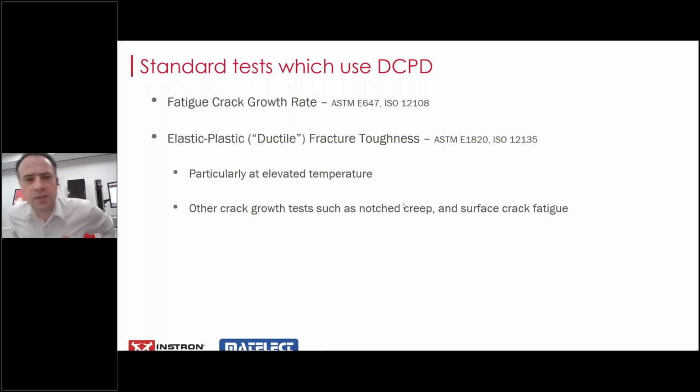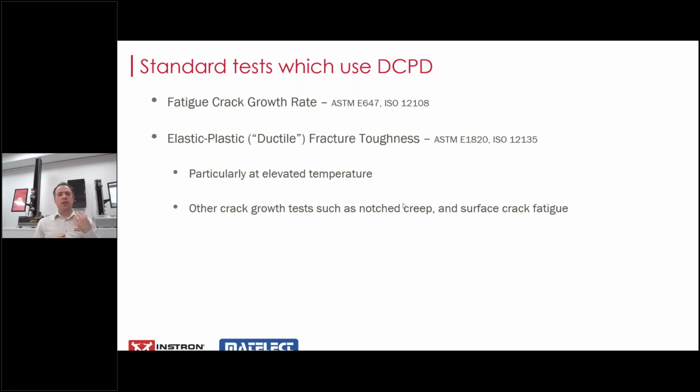In terms of standard, there are various standard tests which use DCPD. And really the standard ones are very much around crack growth or crack extension, if you will. First, and the most obvious one, the most popular use is around fatigue crack growth. So that might be using specimens you'd be familiar with if you work with fracture mechanics. So whether that's a compact tension specimen or a bend specimen or a plate specimen with a notch in the middle. I'll show you an example of that in a moment.